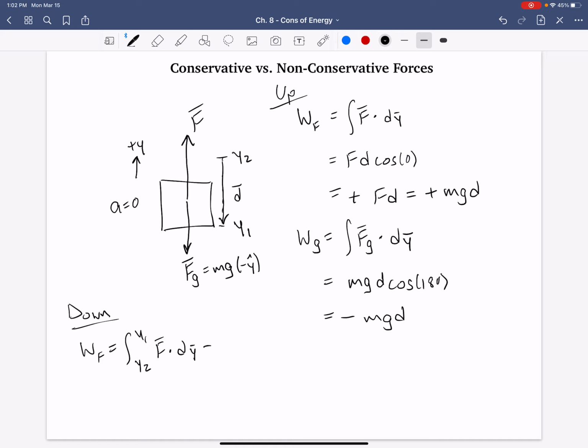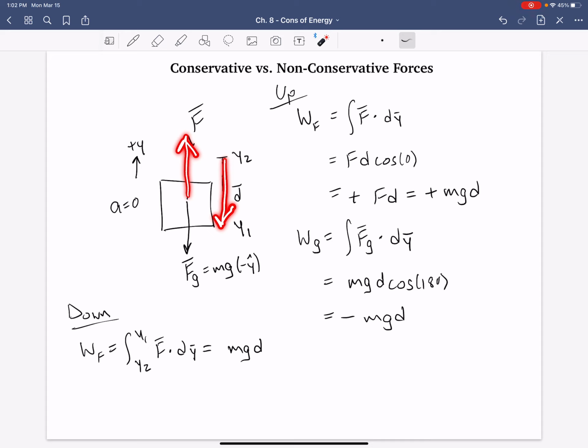Okay, let's evaluate this now. Well, the magnitude of the force, now that we know, is mg. Integral of dy. Well, that's, again, just the total distance traveled, right? But now we're going down from y2 down to y1. So this again is d, and the angle in between the applied force, which is still up, and the displacement, which is now down, is 180, right?